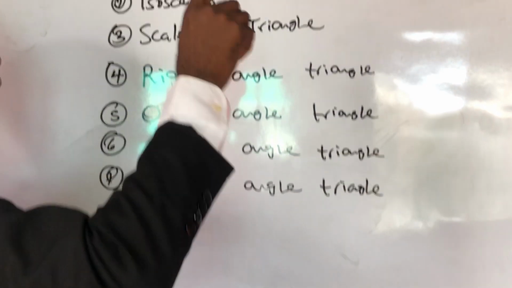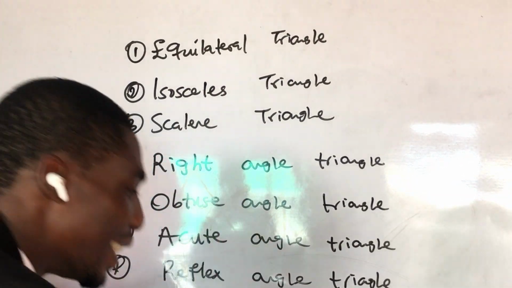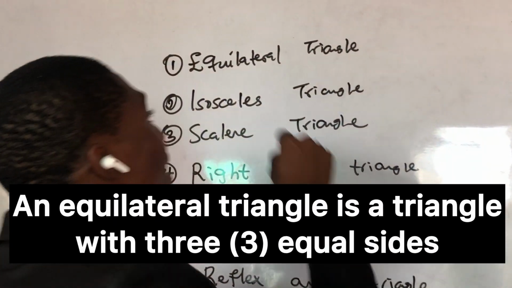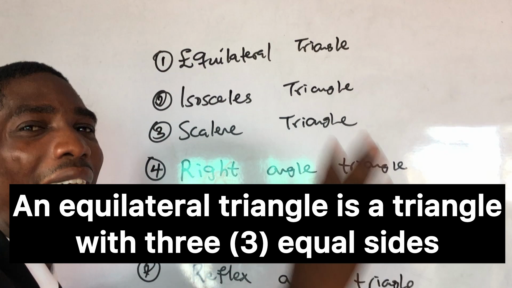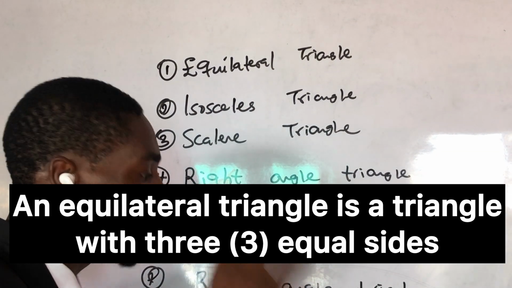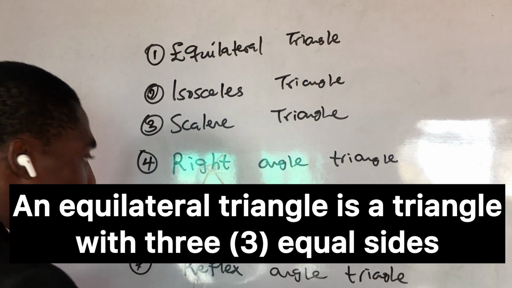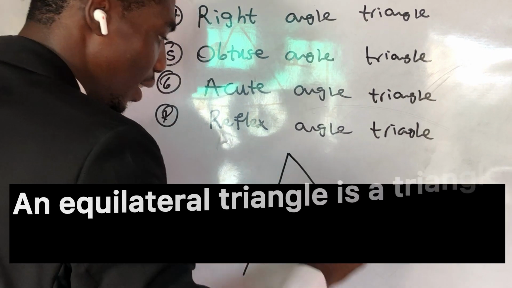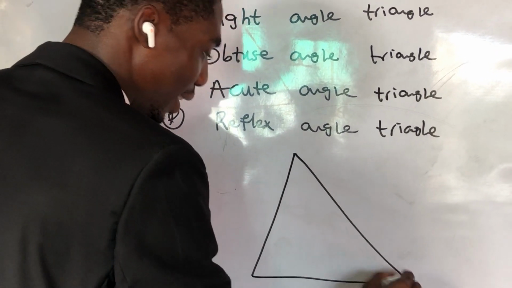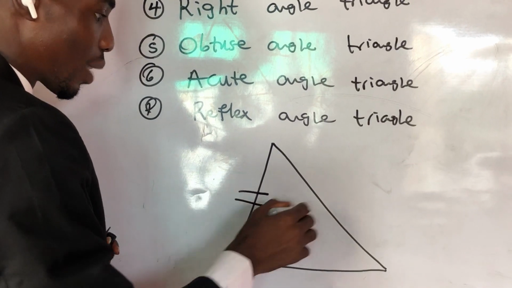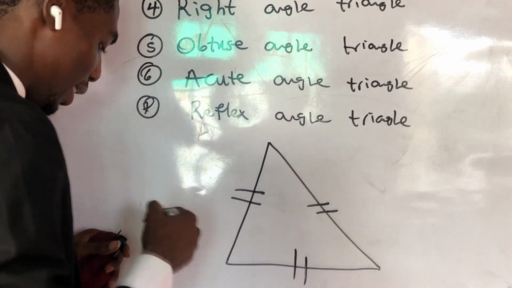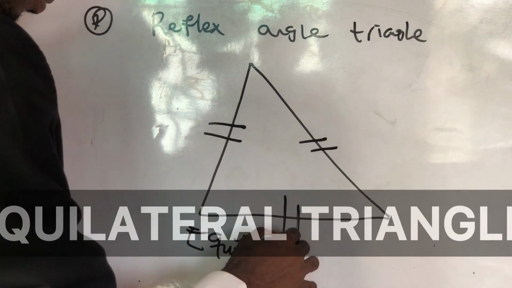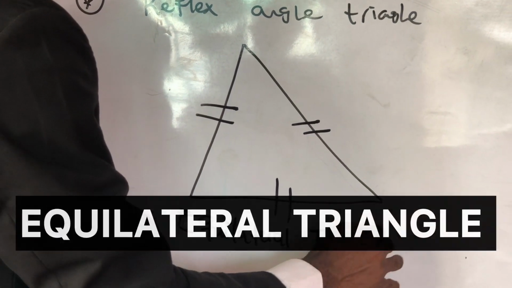Equilateral triangle, as the name sounds, means the 3 sides are equal. Every triangle has 3 sides and 3 vertices. So the 3 sides in an equilateral triangle are equal. And what did I mean by that? The 3 sides are equal. Don't forget that. So if this side is equal to this side, and this one is equal to this side, this is an equilateral triangle.